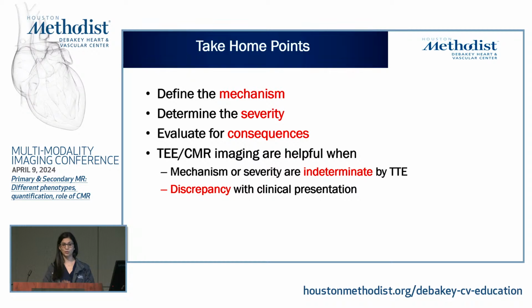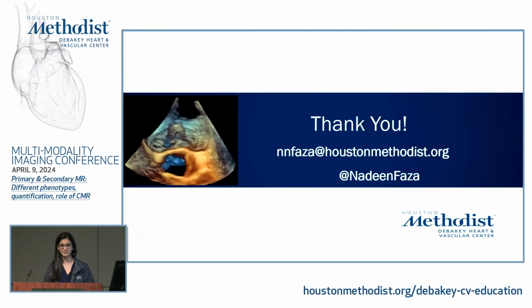And the last point is, again, assume there's significant MR. When you're reading an echo, look at your LVOT stroke volume, look at the chamber sizes. Make sure that you prove to yourself that there's no significant MR because this is a disease that can hide really, really well. Thank you.